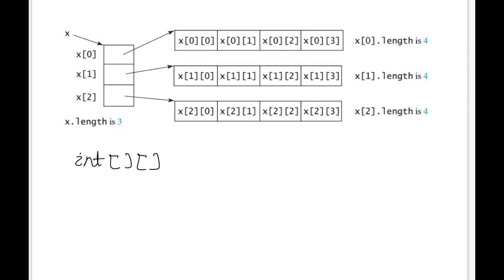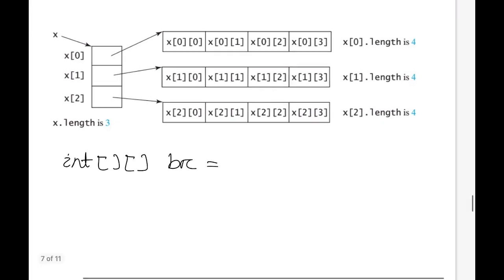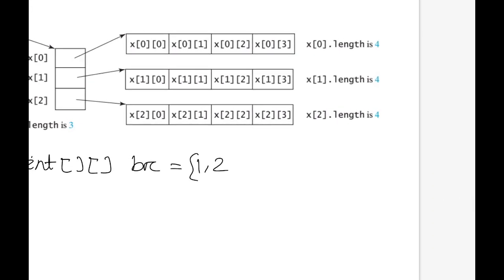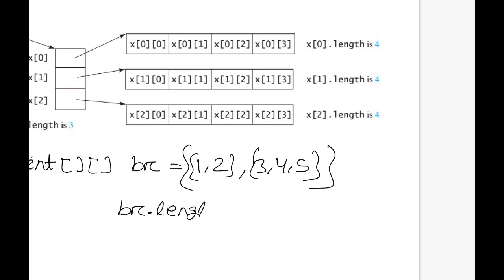In this one, suppose the array name is br and the elements are {1, 2} and {3, 4, 5}. So here you can observe br.length is equal to 2 here. So br.length gives 2 here because br has 2 elements or 2 arrays. One is this one and another one is this one, or we can say in this representation 2 rows are there.